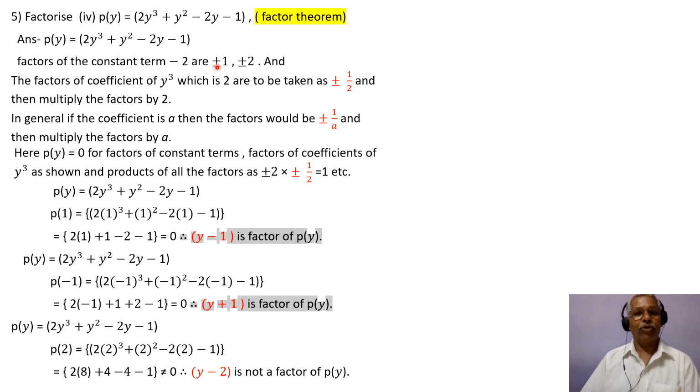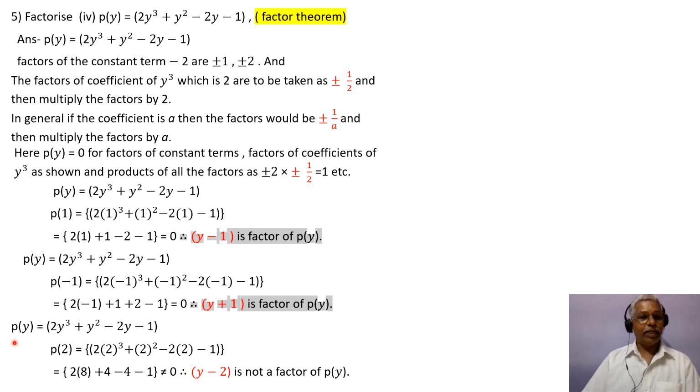So p(y) equal to all this. We are checking for plus minus 1, plus minus 2. So p(1) is 2 into 1 cube plus 1 square minus 2 into 1 minus 1. If you solve this, you get 0. So y minus 1 is a factor of p(y). Now for minus 1, p(minus 1) is 2 into minus 1 cube plus minus 1 square minus 2 into minus 1 minus 1. If you solve this, you get 2 into minus 1 plus 1 plus 2 minus 1 is 0. So y plus 1 is also a factor. We got two factors.